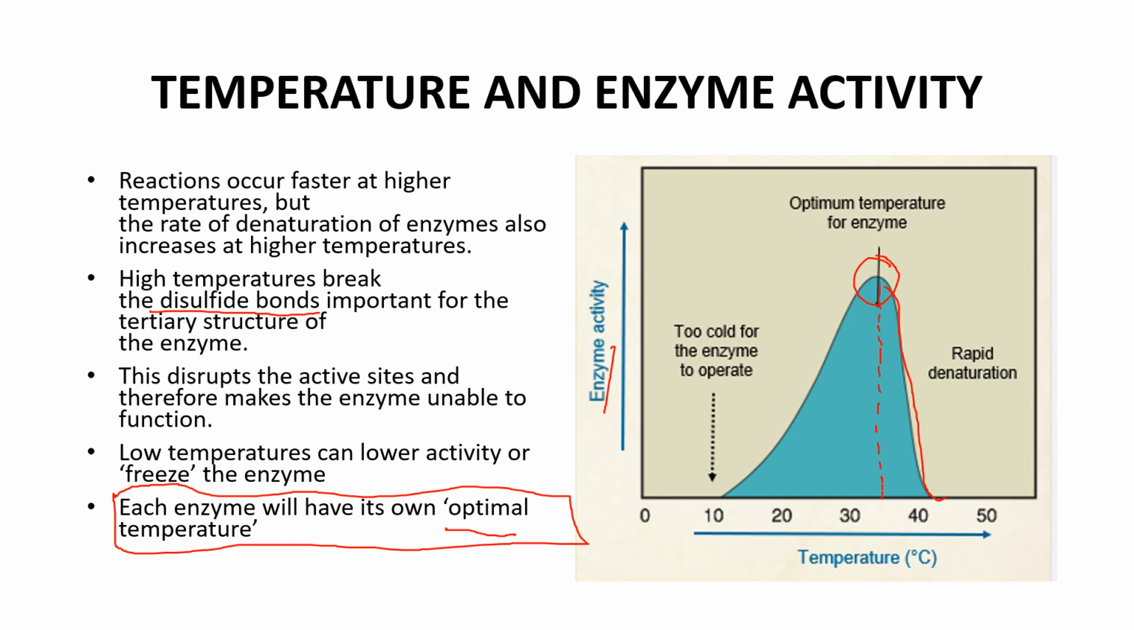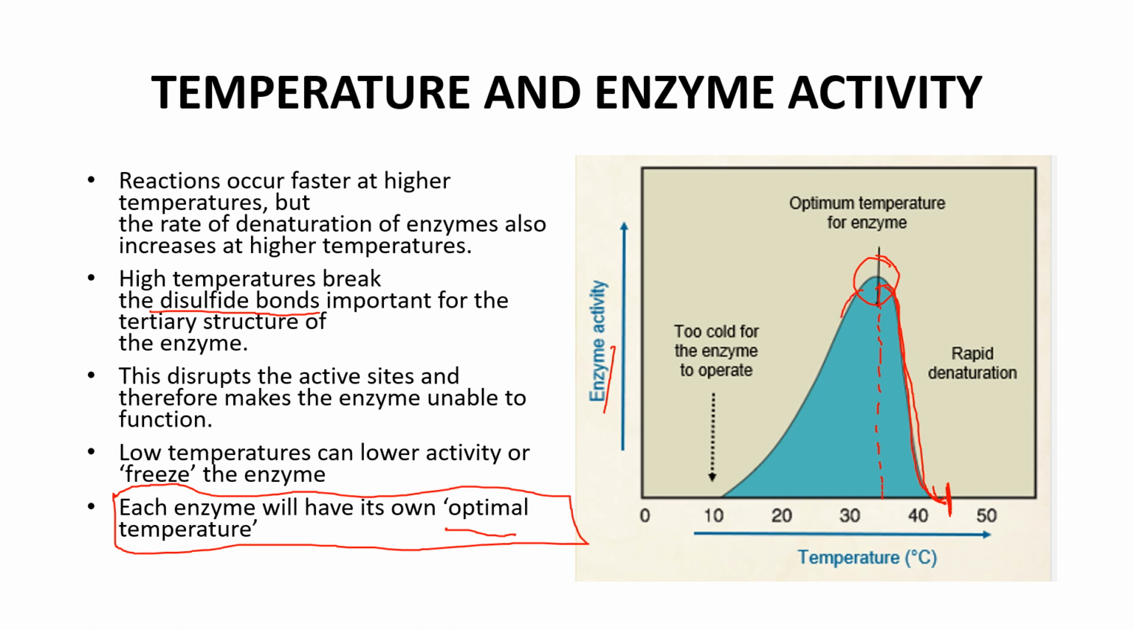Because if the shape is changed, the active site is changed, it can no longer bind to the substrate and it might not be able to function. So you can see here that the enzyme activity severely drops off after this denaturation has occurred, and it's basically useless by the 45 degree mark.